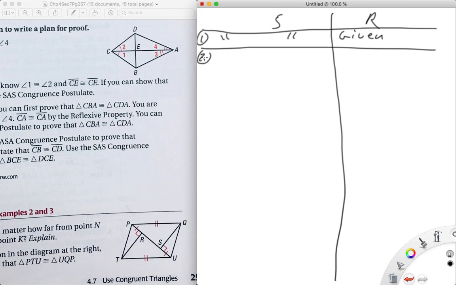And the second thing I'm going to say is that the measure of angle PRT plus the measure of angle TRU equals 180, and the measure of angle QSU plus the measure of angle QSP equals 180.